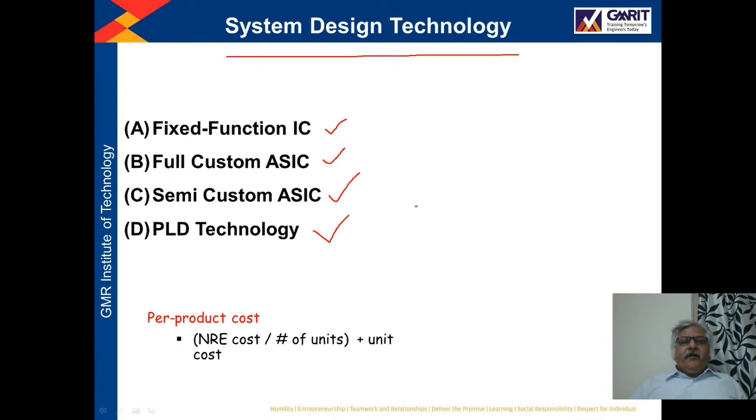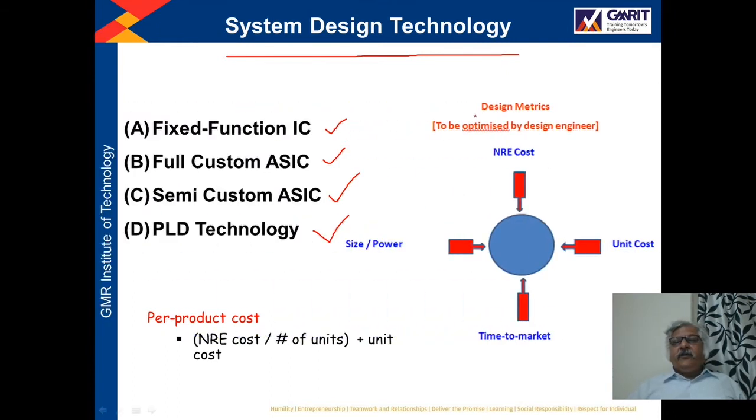Now, which particular design technology is selected by an engineer for the development of the product will influence the optimization of various design metrics. Now, what is a design metric? Design metrics are the measurable parameters which can be measured while developing a certain product, and the engineer has to optimize these design metrics.